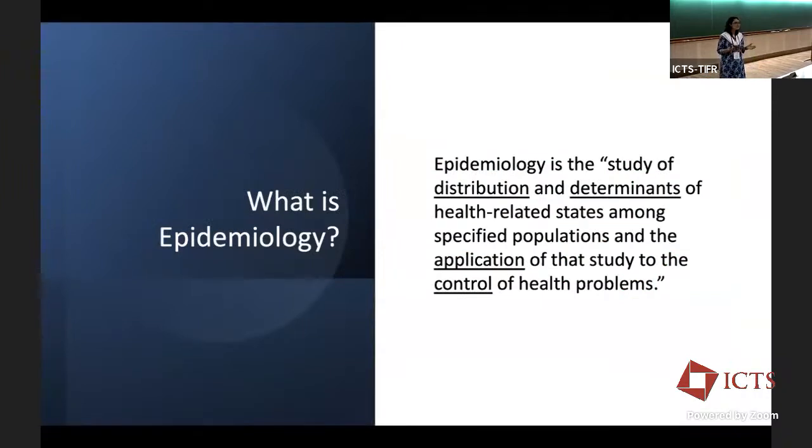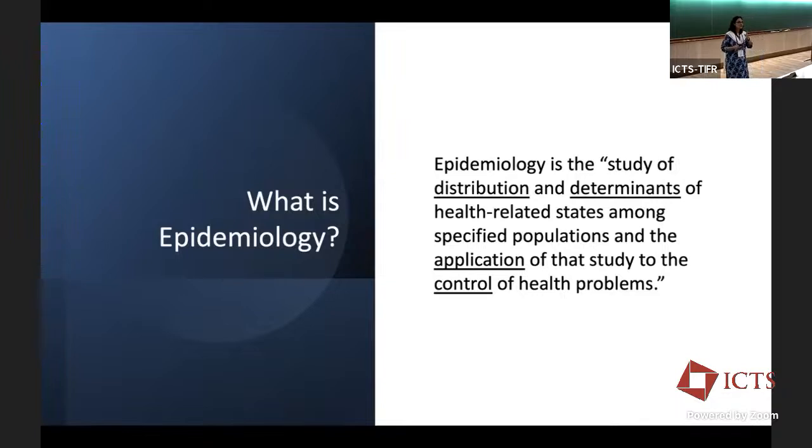So I assume that many of you already know, but just for the benefit of those who might not come from public health background, what is epidemiology? Epidemiology is really the core science of public health, and it's the study of distribution. So I've underlined that, distribution and determinants of health-related states. It's not just disease. That's very important to remember.